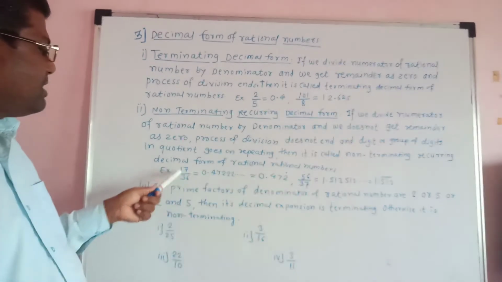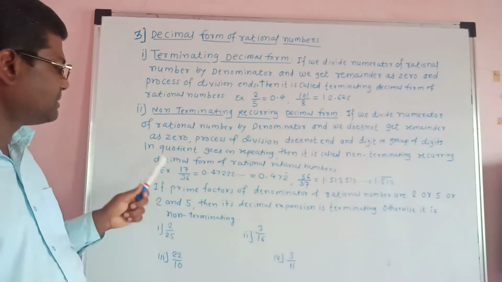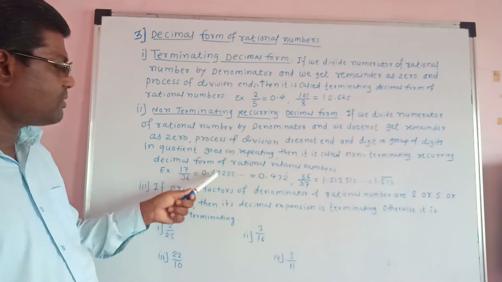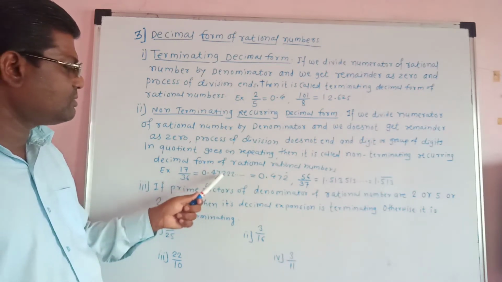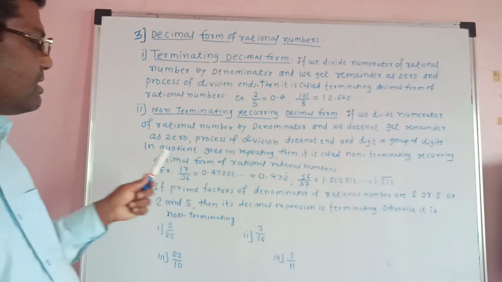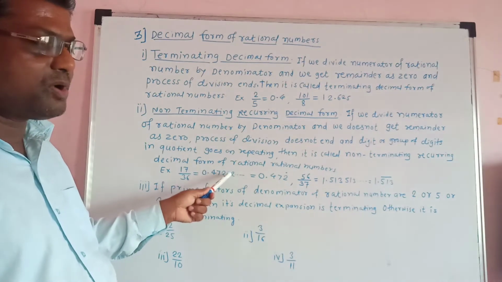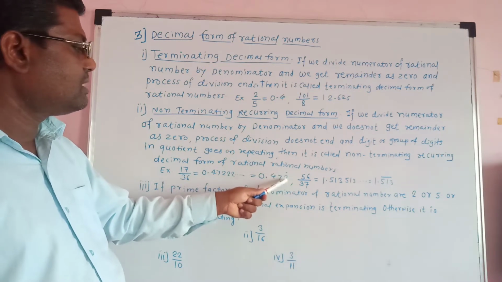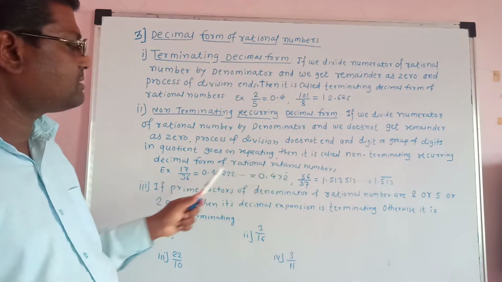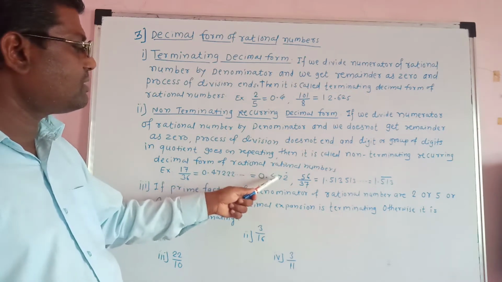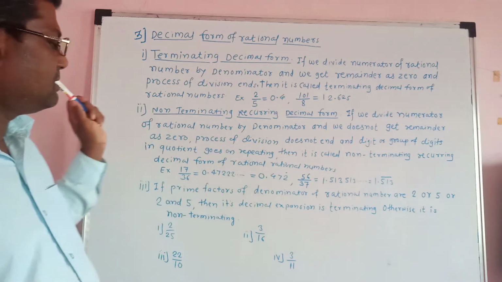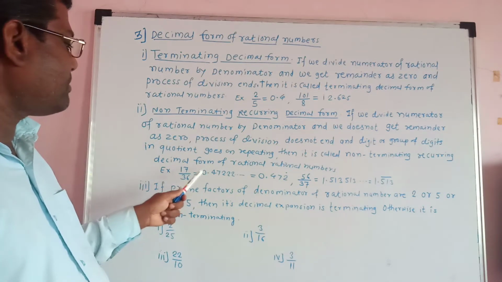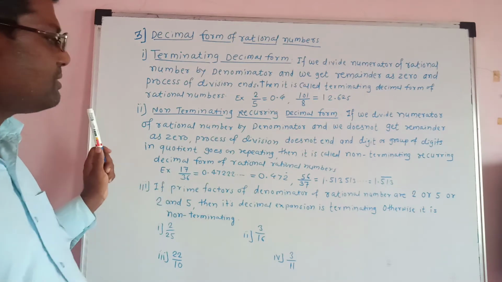For example, 17 upon 36 is a rational number. If we divide 17 by 36, we get 0.47222. Here 2222 goes on repeating. Therefore, this 2 is called recurring, and a recurring number is denoted by one dot on its top. Therefore, 0.472 with a dot on the 2. This form is the non-terminating recurring decimal form of the number 17 upon 36.